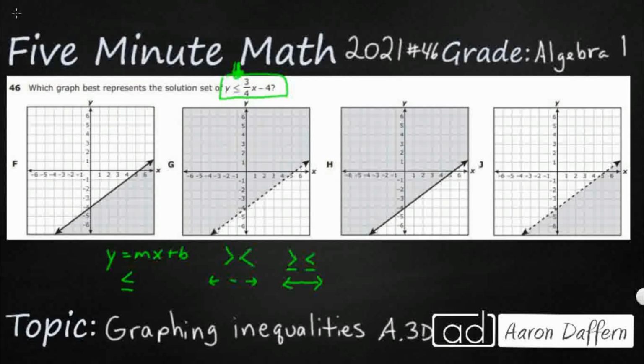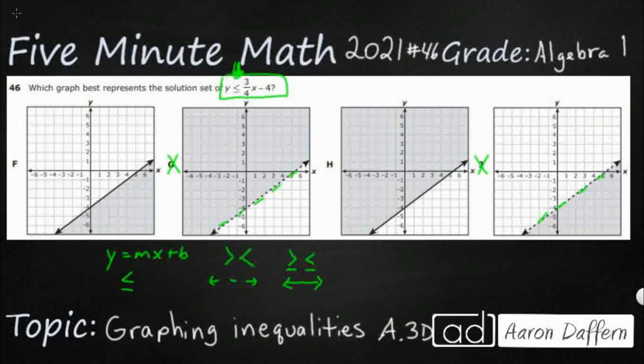And so since it's a less than or equal to, look at G right here. G is a dashed or a dotted line, can't include it. J, dashed or dotted line, can't include it.